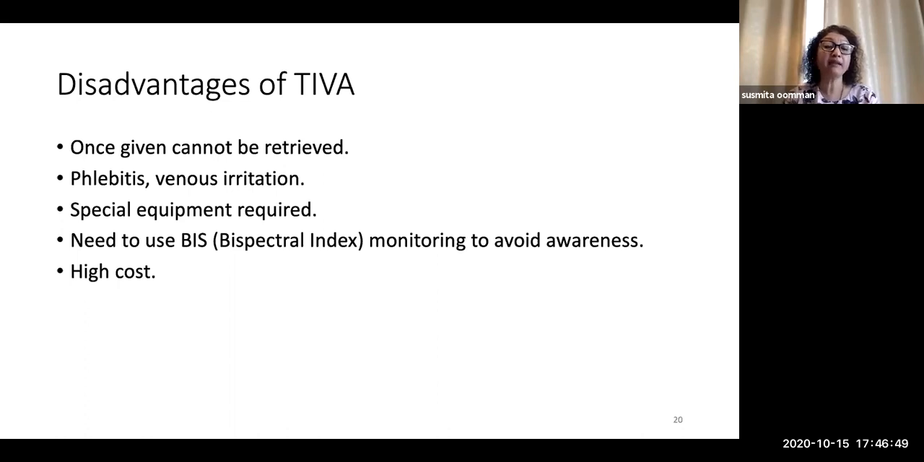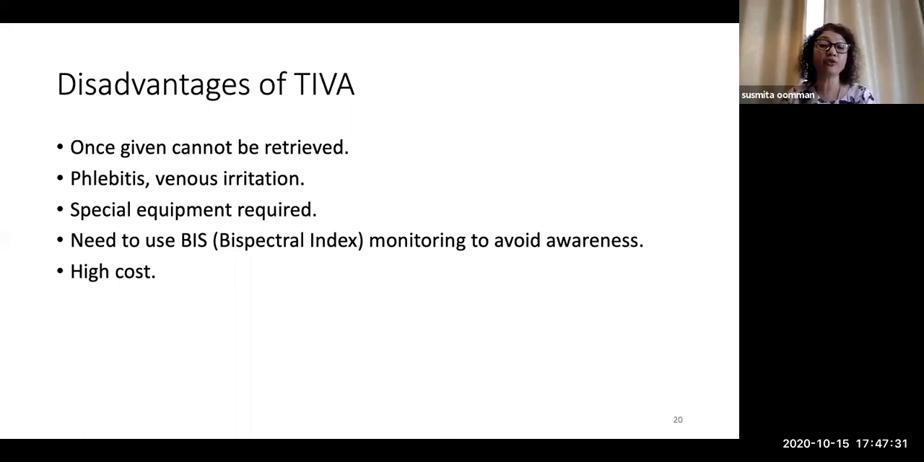And the main thing is that you have to use another monitor called the bispectral index monitor, where we monitor the brain waves. That is the only way we can know that the patient is actually asleep, not aware, because otherwise you might give too small a dose and find that the patient is aware, which is a very uncomfortable situation for the patient. And it can also be put in the category of clinical negligence on the part of the anesthetist if he does not keep his patients asleep for any procedure or for any location or transfer.